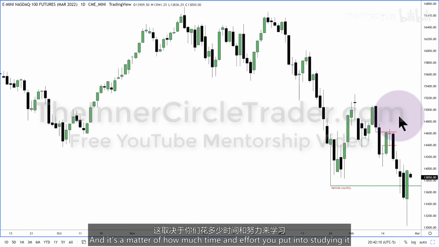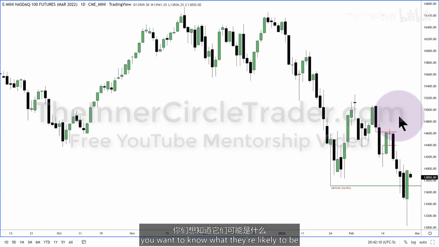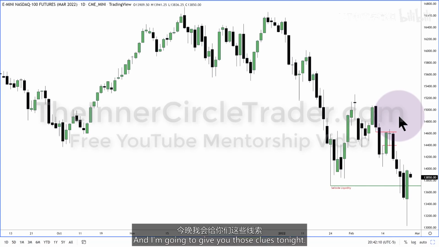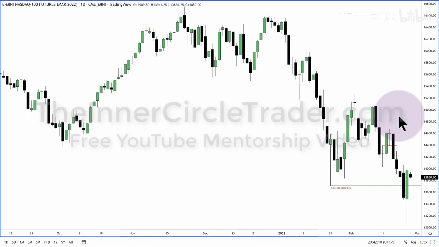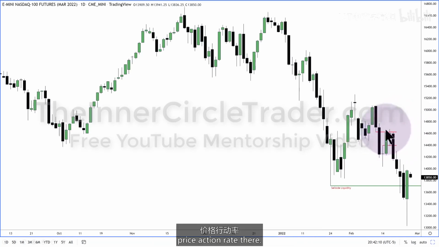Okay, and it's a matter of how much time and effort you put into studying it. Because these candlesticks, you can make them say anything you want. You beat on them and they'll submit to anything. But you want to know what they're likely to be hinting at, and I'm going to give you those clues tonight. But in here, we're going to take a deep dive into that price action right there.